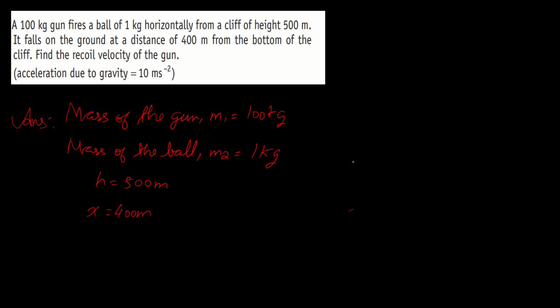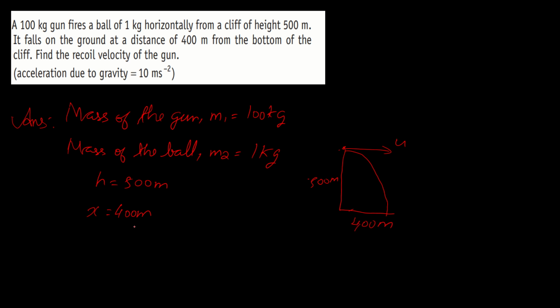If you want to draw a figure, it will be like from this point, let us say a gun fires the ball, so it will be traveling with an initial velocity u, right? So this is the height of the cliff. Height of the cliff is given as 500 meter, right? Ball will travel at a distance of 400 meter until it reaches the ground. Okay, so this is 400 meter.